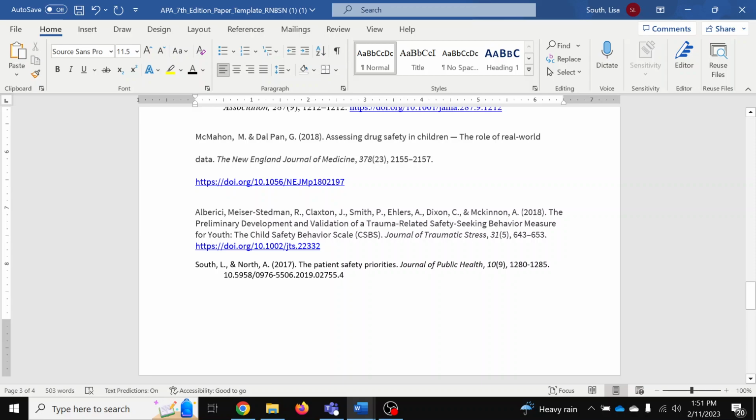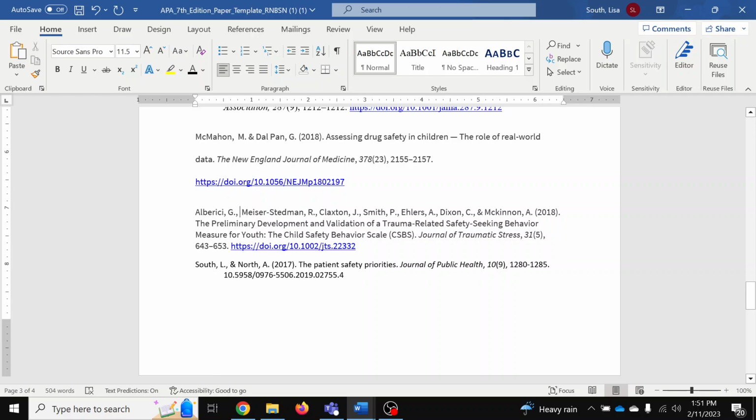And this is one I can't even understand. Albertini, Miser Stedman, Claxon J. It looks like he needs an initial. Don't know what his initial was. We'll look it up and say it was a G. Okay? When we looked it up, it was a G. So we've got everybody, initials, all the names here, and between the last two.